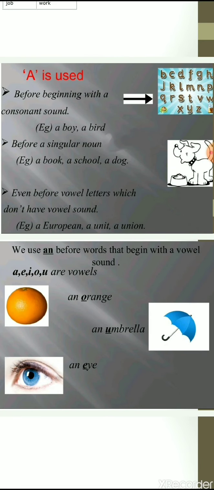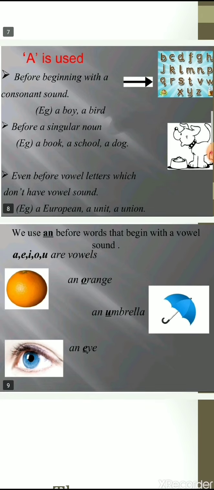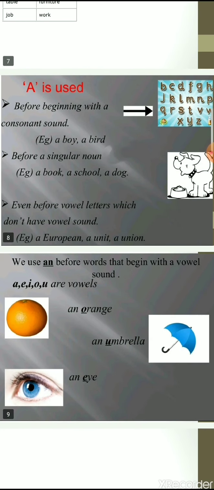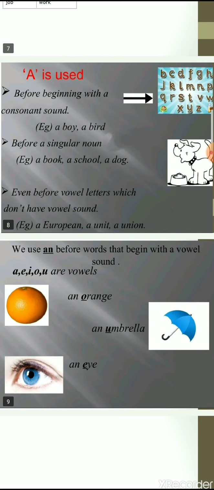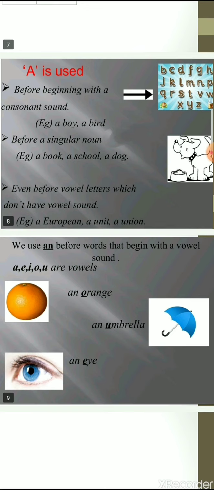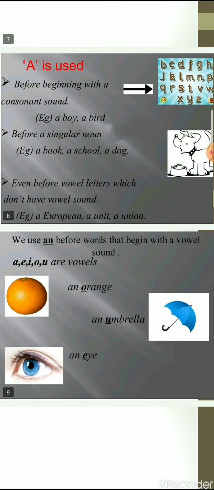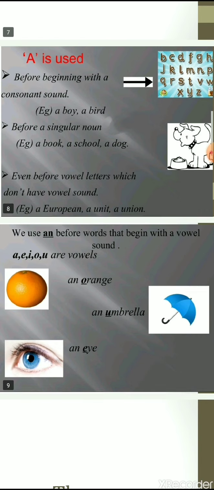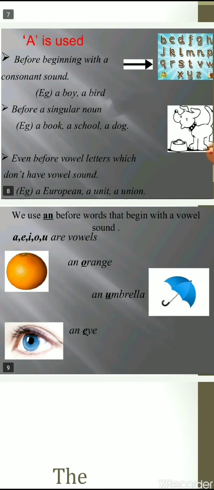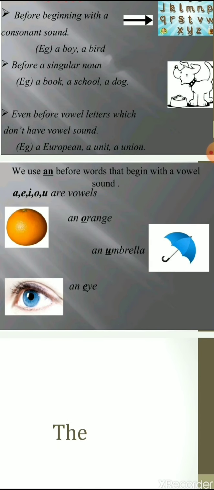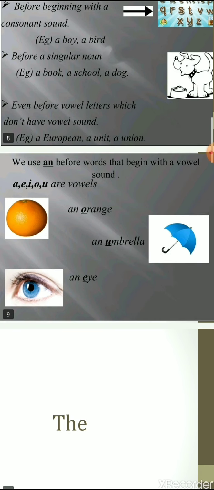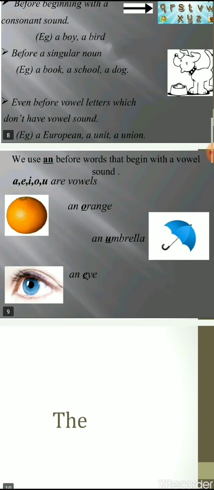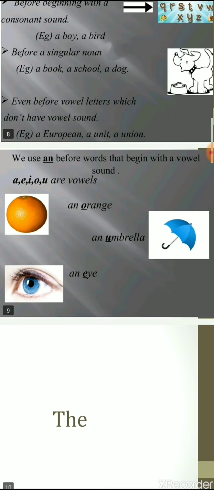So a is used before words which begin with a consonant sound. Now remember here, dear friends, it's not only consonant letters. It has to be consonant sound. Always remember that. Before singular nouns which start with a consonant sound, even before vowel letters which don't have a vowel sound. Now in English you will see there are many vowel letters that have consonant sound, like European, unit and union. Now these will also take the article a.